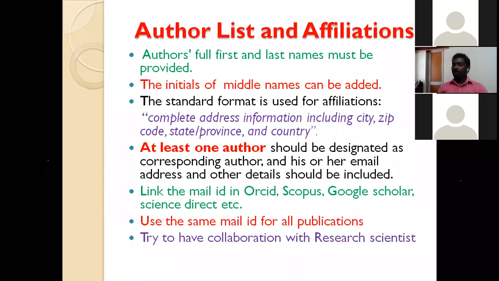Then try to have collaboration with research scientists. Research is better when you go for collaborative studies, because you can have characterizations, you can have better writing, better English checking. So all these things can be done by having collaboration. So always the collaboration will enhance the quality of the paper. Similarly, the paper will get enhancement by having the best co-authors.